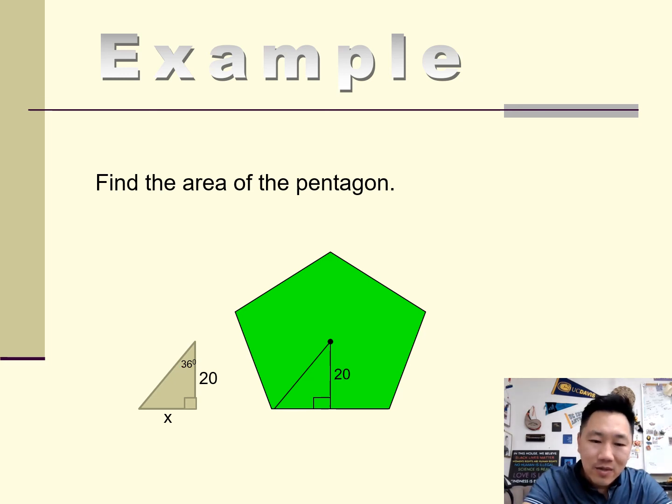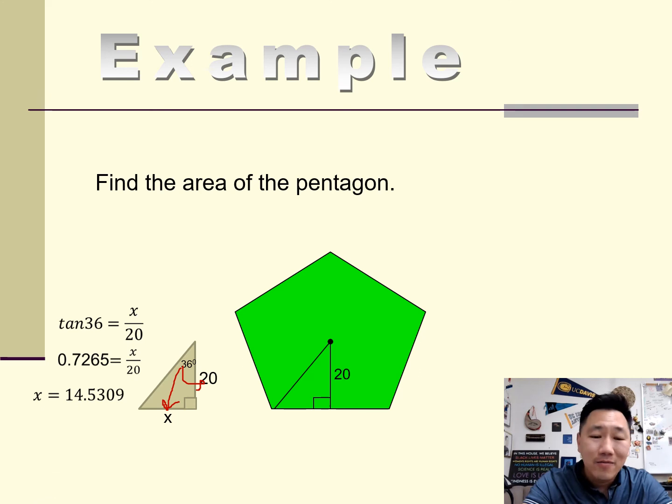How does the 36 relate to the 20 and the x? It looks like it's opposite and adjacent, which is tangent. Tangent of 36 is equal to x over 20. Find out what tangent of 36 is. Multiply both sides by 20. And we found that x equals 14.5309 approximately. So that's only this piece. You would have to double it to get the whole thing.